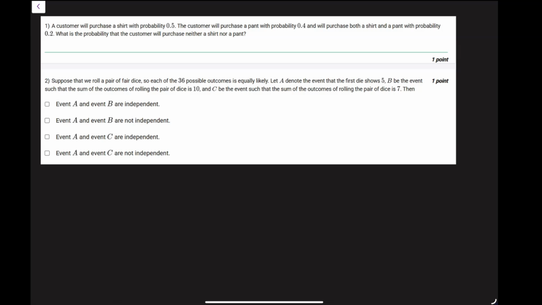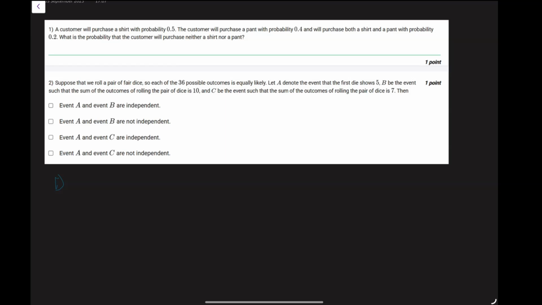So let's just solve the first question. Question one says a customer will purchase a shirt with probability 0.5, and the customer will purchase pants with probability of 0.4, and will purchase both a shirt and a pant with probability 0.2. So what is the probability that the customer will purchase neither a shirt nor a pant?